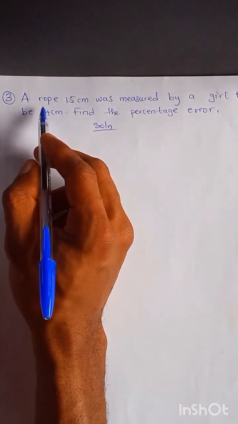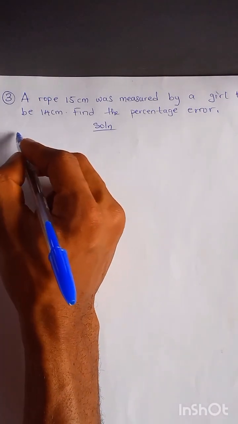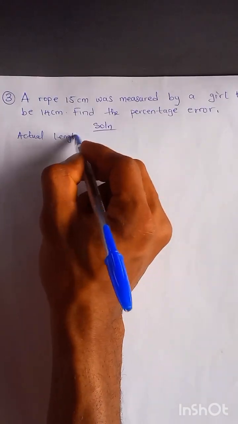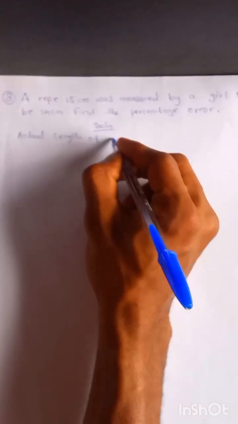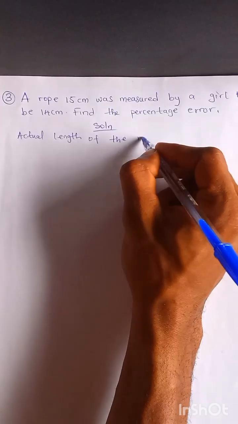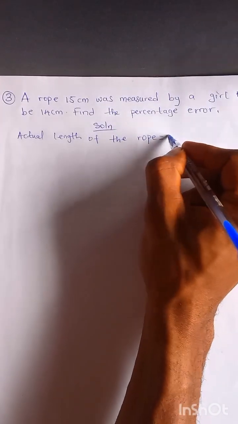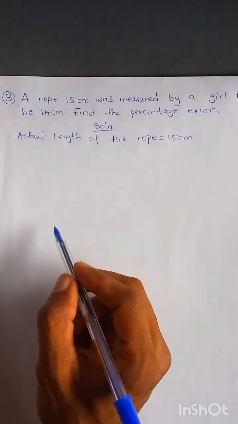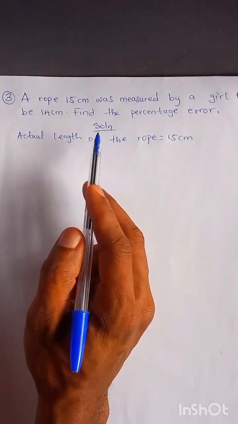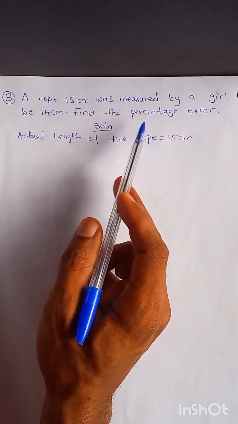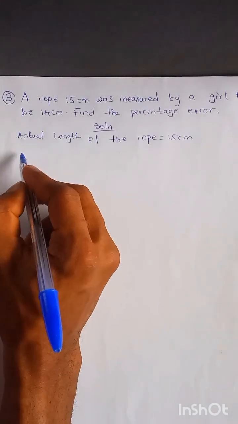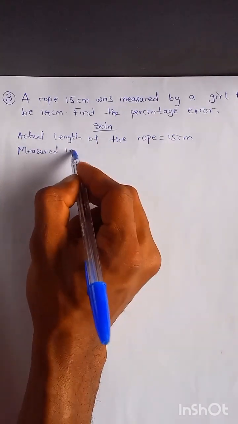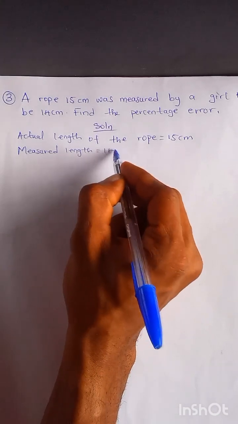It's on percentage error. So the original length of the rope, or let's say the actual length of the rope, is equal to 15 cm. That's the actual length of the rope. And we are told that the girl measured the length of the rope as 14 cm. So we can now say measured length is equal to 14 cm.